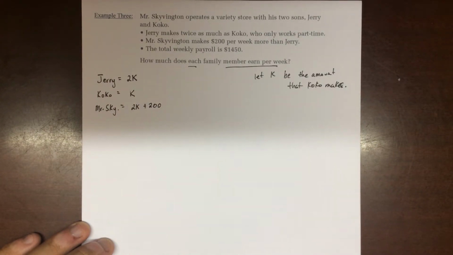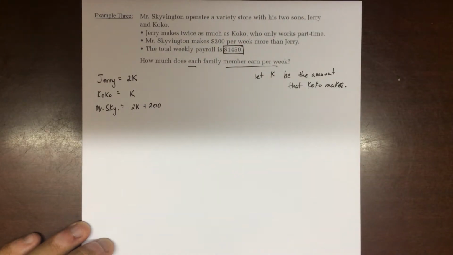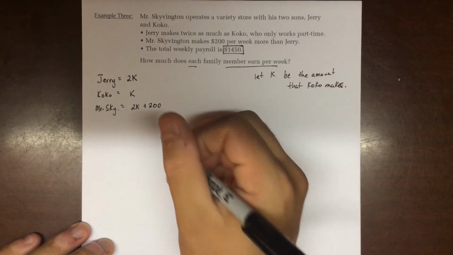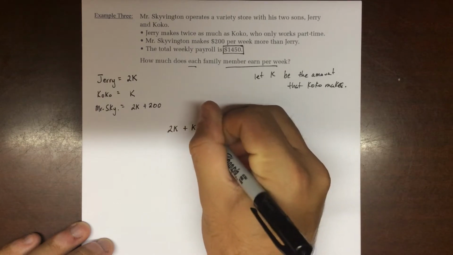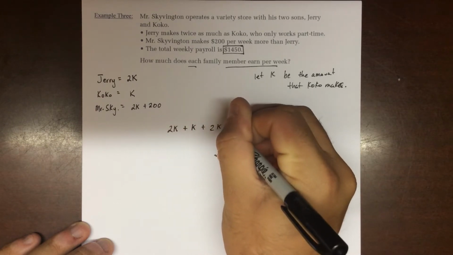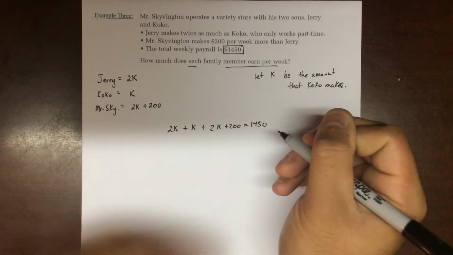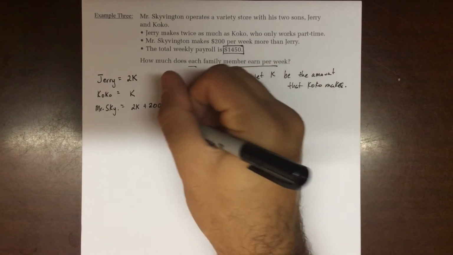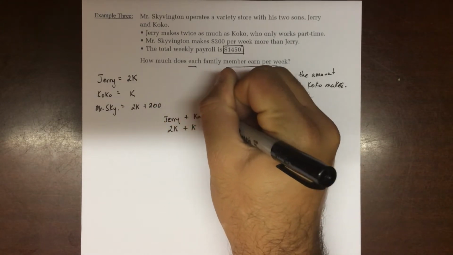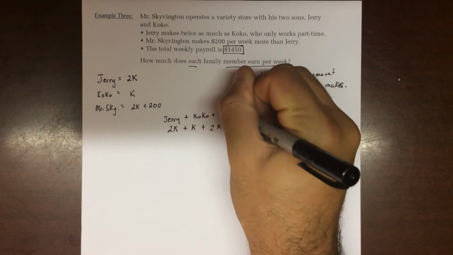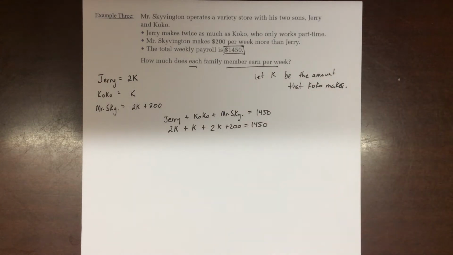And what do they all make together? The total payroll is $1,450. So I could say K plus 2K plus 2K plus 200 equals $1,450. Where did I get that from? Well, that is Coco plus Jerry plus Mr. Skivington. And that is supposed to equal $1,450 as it was given to us in our question.